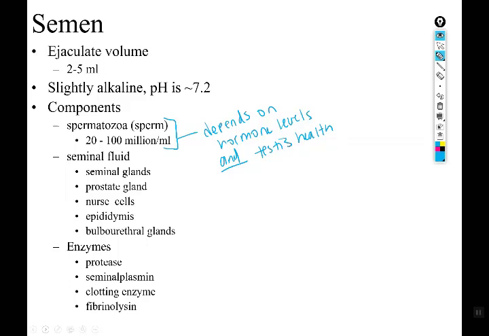Okay, so seminal fluid, what does it contain? Seminal gland, prostate gland, nurse cells, epididymis, and bulbourethral gland secretion. So nurse cells undergo apoptosis and are shed into the lumen sometimes, which is why if you look closely at the histology guide slide, for example, you can sometimes see shed nurse cells in there. And then there's also enzymes, including proteases, seminal plasmin, that's that antibiotic one, clotting enzymes, and fibrinolysin.